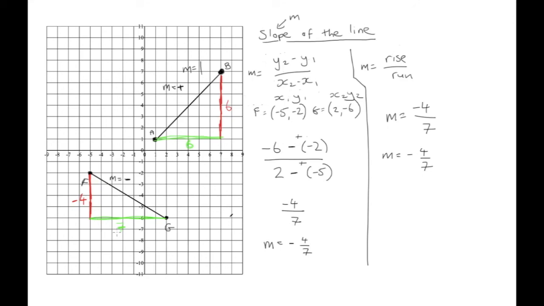If we don't have it drawn out and we just have the coordinates and we want to do it quickly, we should use the formula. But be careful of slopes that are negative. If the line is dropping down like this, it's negative. If the line is going up like this, it's positive.